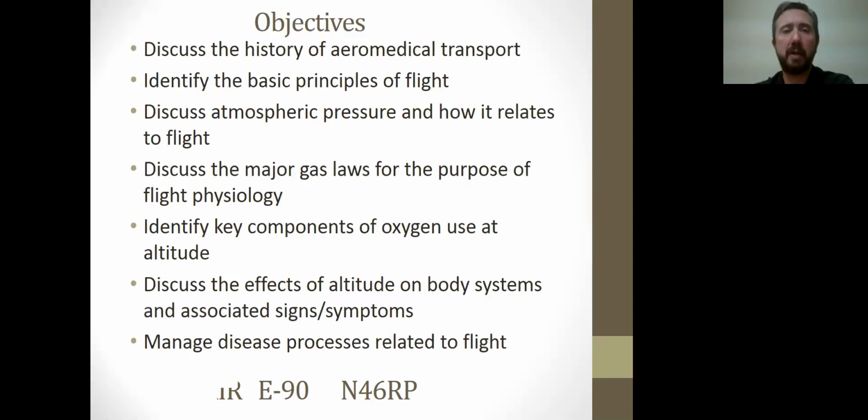So let's get right into the objectives here. We're going to discuss the history of air medical transport. We're going to identify the basic principles of flight, and discuss atmospheric pressure and how it relates to flight. Of course, we're going to discuss the major gas laws and the purpose of flight physiology. And then, of course, identify key components of oxygen and its use at altitude. Then we're going to discuss the effects of altitude on body systems and associated signs and symptoms. And then we're going to manage disease processes related to flight.